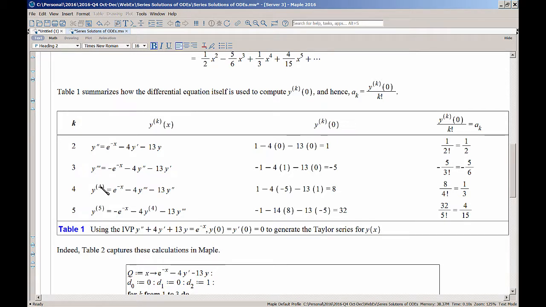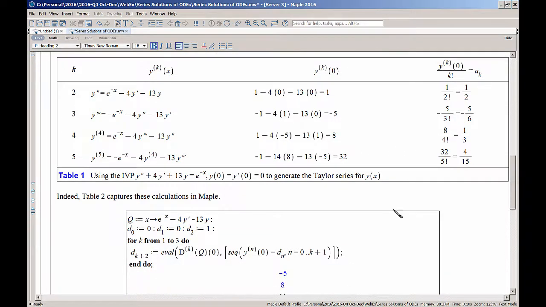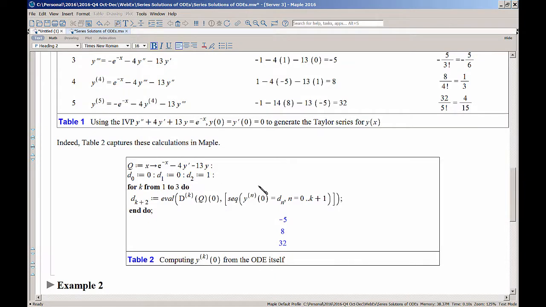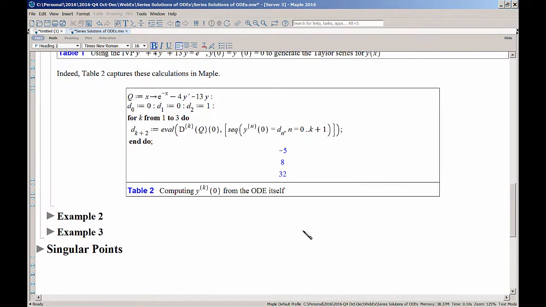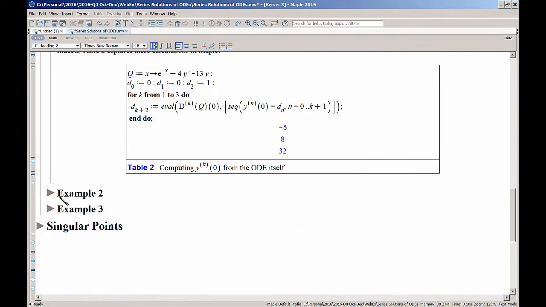You take another derivative, so you have the fourth derivative. You know how to differentiate this. This becomes the third derivative, but you know the value of the third derivative because you just obtained it. You know the value of the second derivative because you have it from here. You get a number, you divide by the factorial, etc. Okay, and here's some code that would generate these numbers, minus 5, 8, 32, automatically. So it's doable.